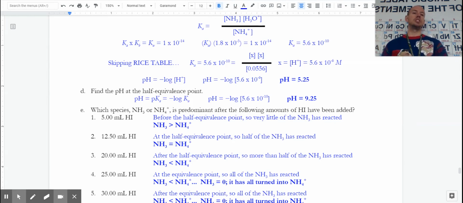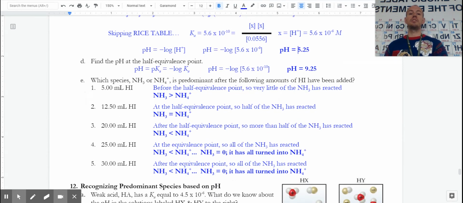But this is a base. Shouldn't it be different? No, it is still the pKa, because pH is about how much hydrogen ion you have, and pKa is about how much hydrogen ion you have. So we have a relatively small pKa. Our pKb, or our Kb, is a little bit bigger than our Ka, which is why it makes sense. Okay, this is 9.25.